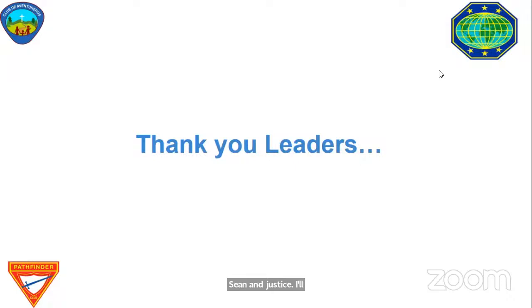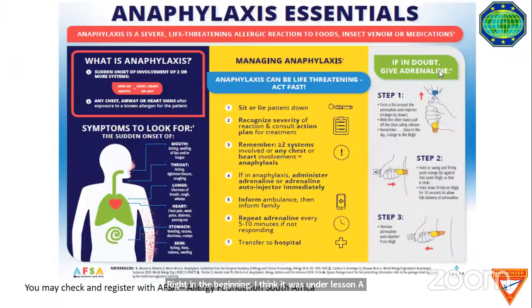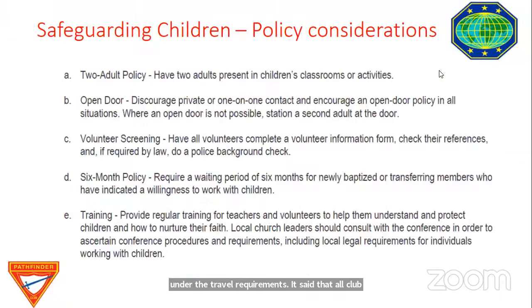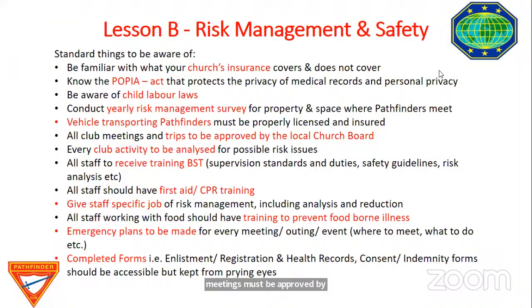Thank you, my leader, for the powerful presentation here. Thank you so much for the presentation. It was awesome information. Just a quick question. Right in the beginning, I think it was under lesson A, under the travel requirements, it said that all club meetings must be approved by the church board.